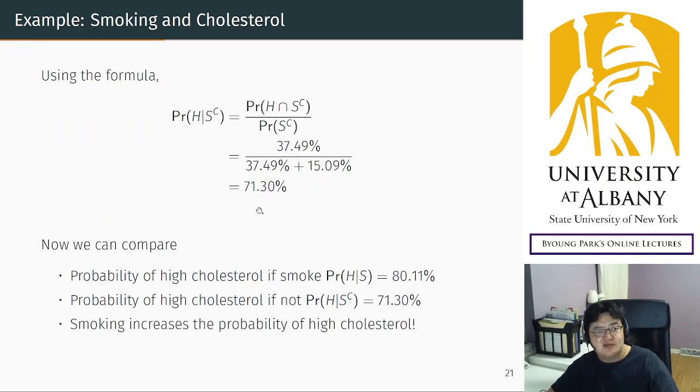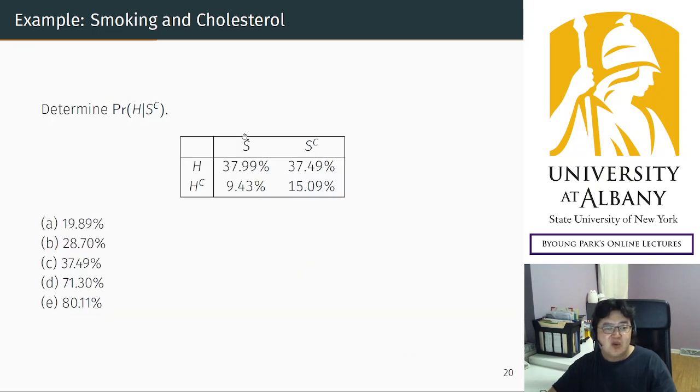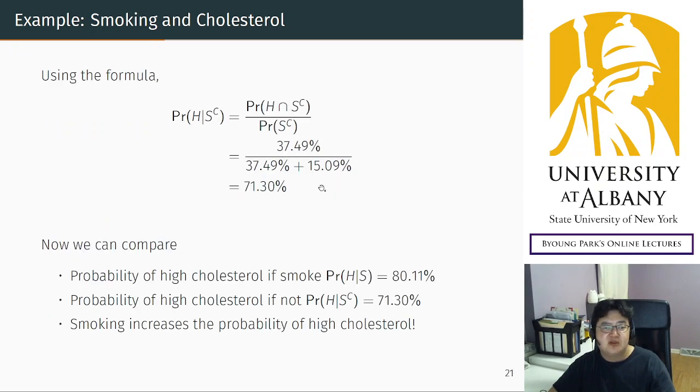The answer is 71%. So the idea is the same. We delete the first column. It does not satisfy the condition. The condition is S not happening, but that column satisfies S. Delete them and calculate the ratio of H among these two outcomes. So simple.